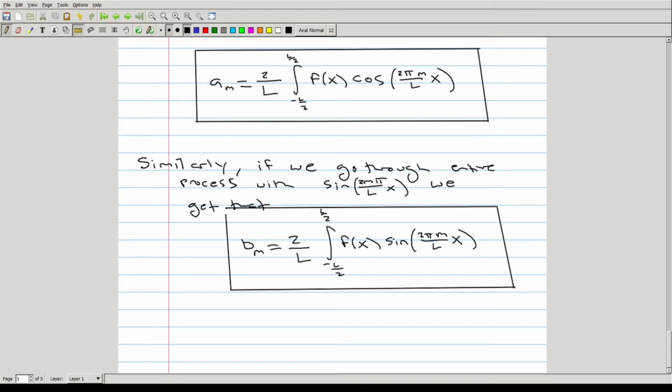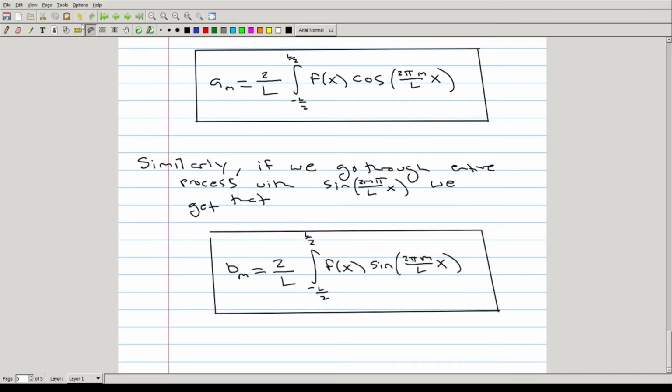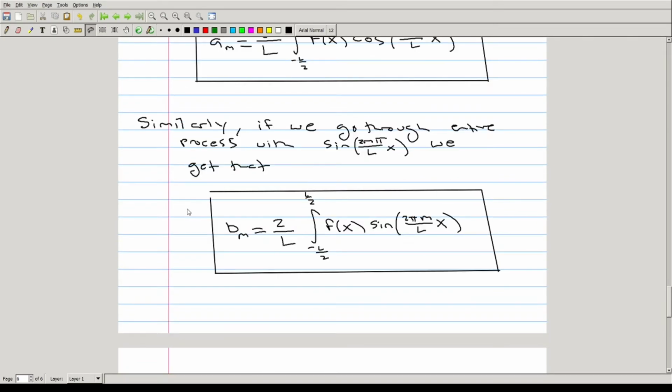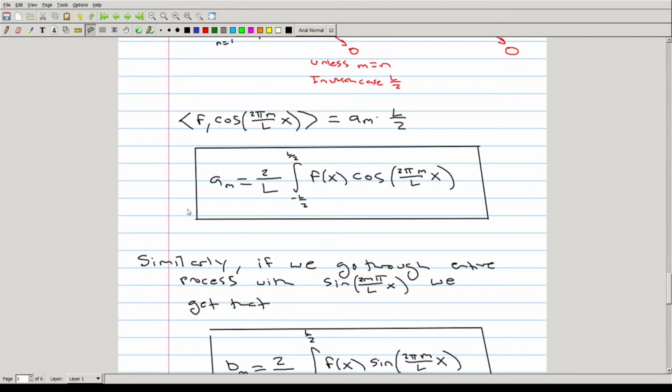And this is really quite amazing because this is essentially giving us an exact way of expressing a given periodic function in terms of an infinite series of sines and cosines. And we know exactly what the correct values for the coefficients in those sines and cosines are just by taking integrals.